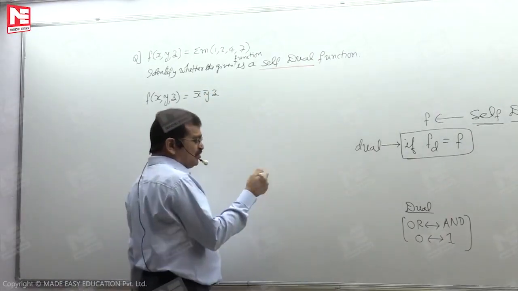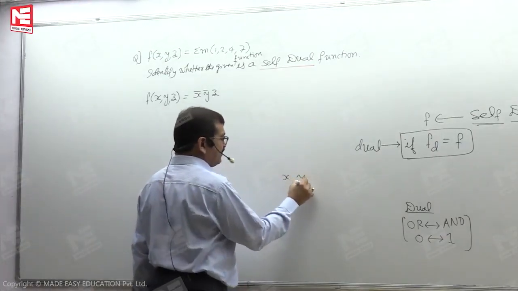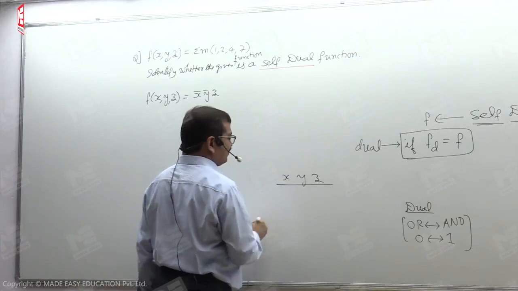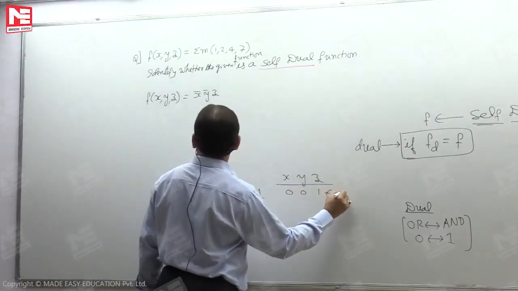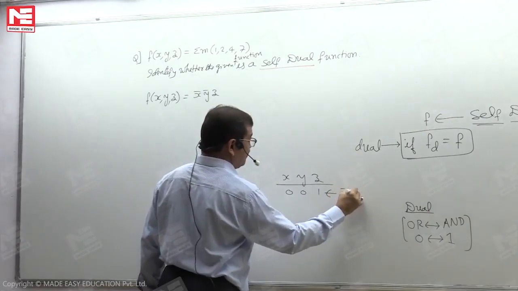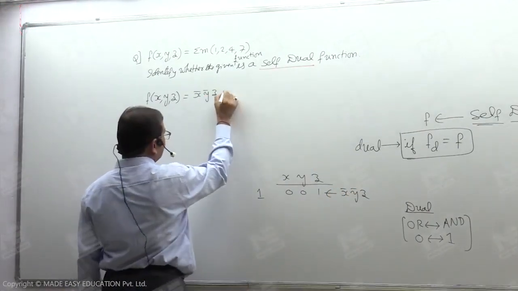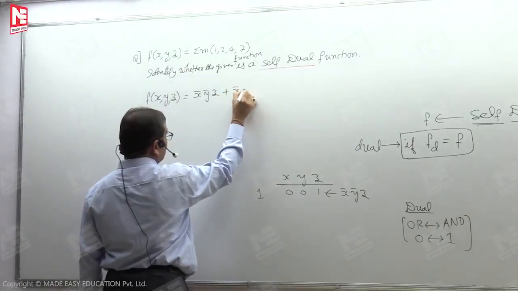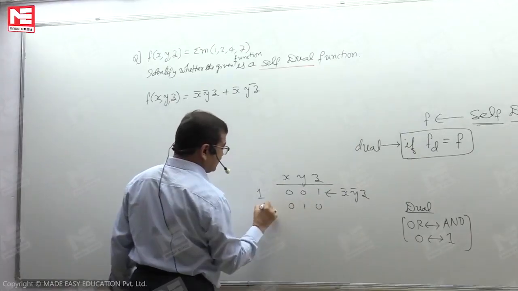So these things you must be in a position to read directly. Whenever I am having x, y, z values as 0, 0, 1, it is referring to the minterm 1. As a product, it will be x complement y complement z. When I'm having 2, definitely you must write as x complement y z complement. So such a practice is expected.